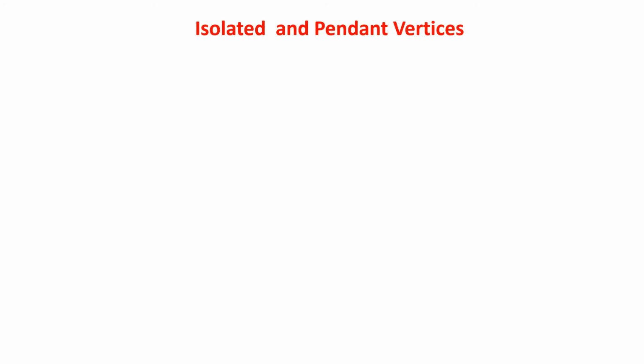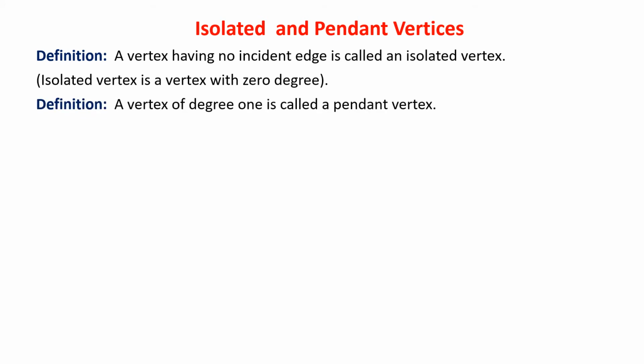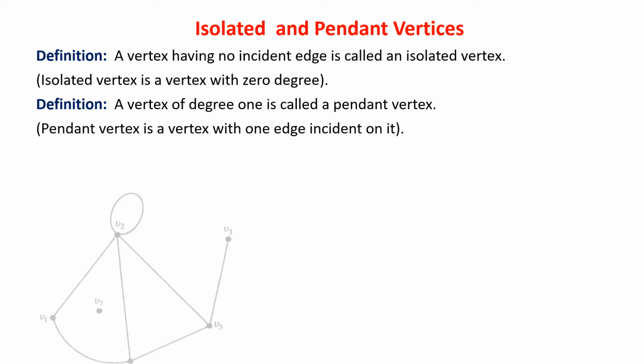Isolated and pendant vertices. Now the definition of an isolated vertex. A vertex having no edge incident on it is called an isolated vertex, or an isolated vertex is a vertex with 0 degree. Now the definition of a pendant vertex. A vertex of degree 1 is called a pendant vertex, or a pendant vertex is a vertex with one edge incident on it.